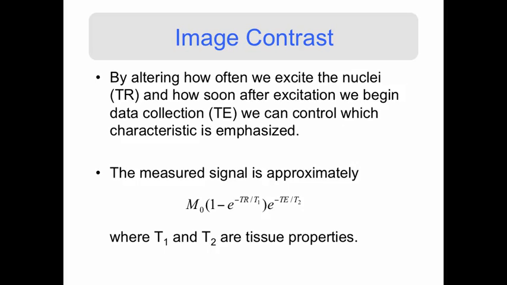Now we're allowed to control TR and TE, and by controlling TR and TE, we can choose to emphasize whether this M0 value is going to be weighted by T1 or by T2.